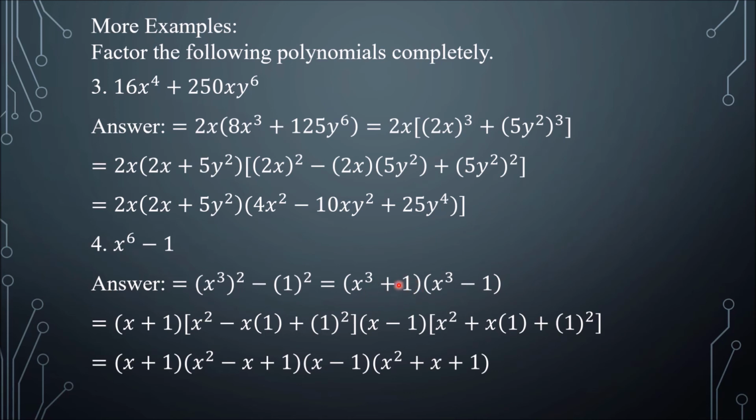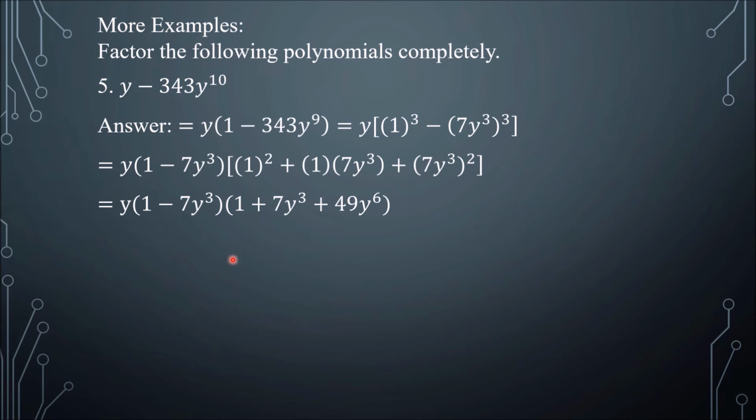So following form number 1, we have x plus 1, then x squared minus ab, x times 1, that's ab, plus 1 squared, that's b squared, times, this is a difference of two cubes. So x minus 1 following general form number 2 times x squared plus x times 1, this is plus because this is minus, plus 1 squared. So that's b squared. Simplifying all that, we have x plus 1 times x squared minus x plus 1 times x minus 1 times x squared plus x plus 1. So that's the factored form of x raised to 6 minus 1.